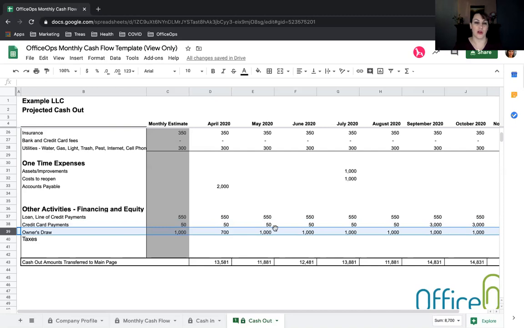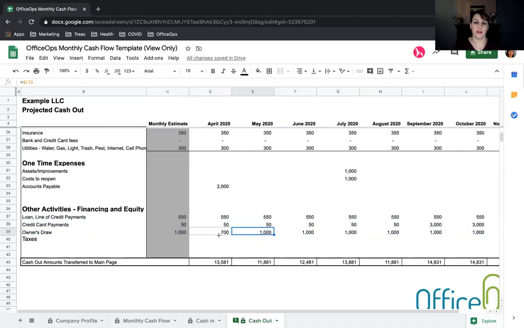Then we have owner's draw. Owner's draw sounds fun, but for some people, it's really not optional. Many people started their own business to support themselves, so owner's draw in many ways is just as important as salary. Other times people start businesses for different reasons. All I'm saying is sometimes owner's draw is more flexible than it is in other situations.